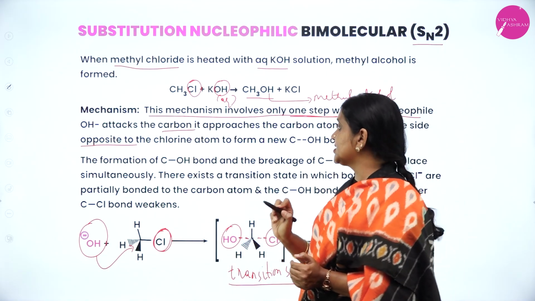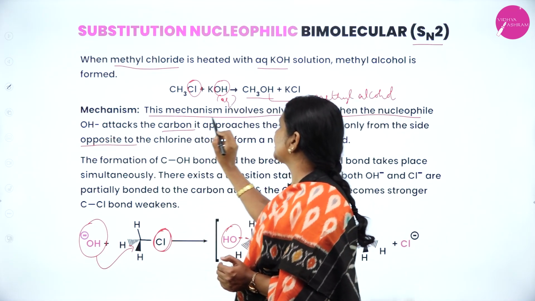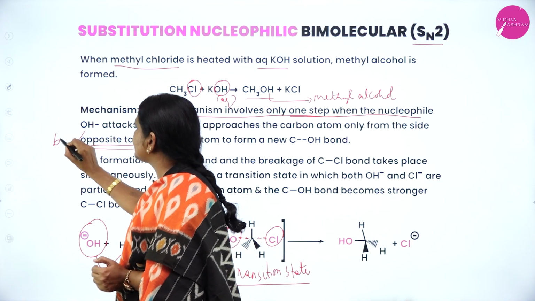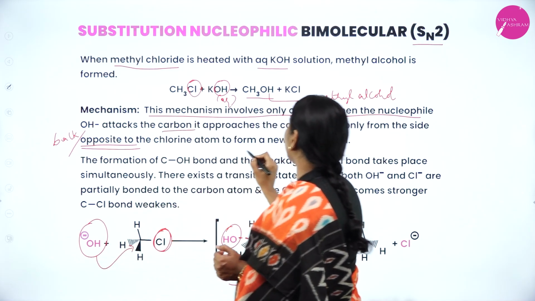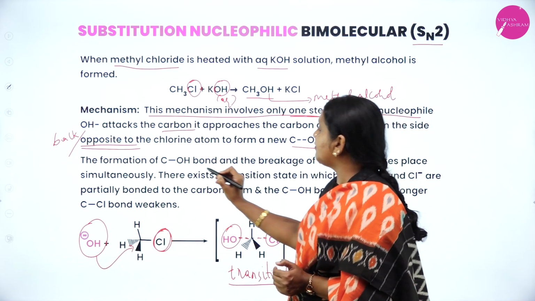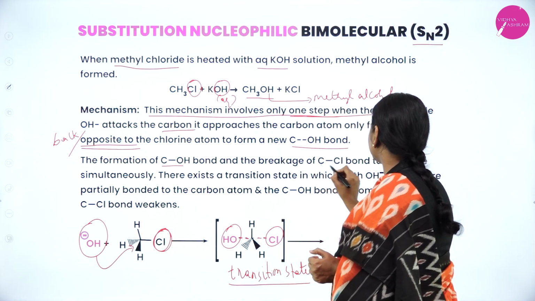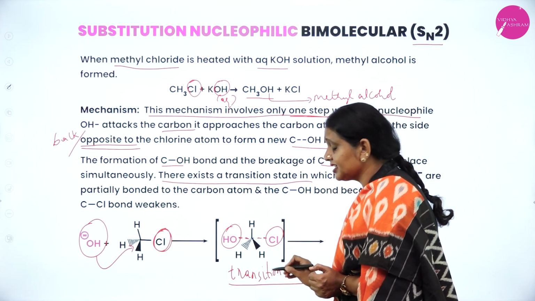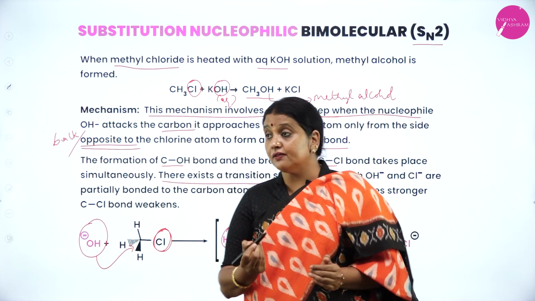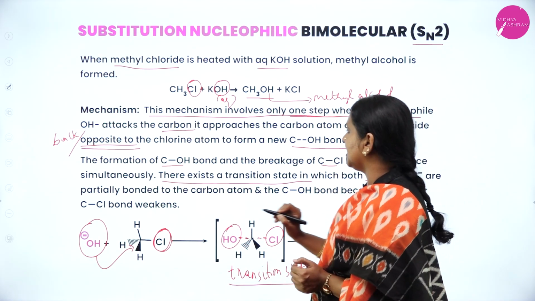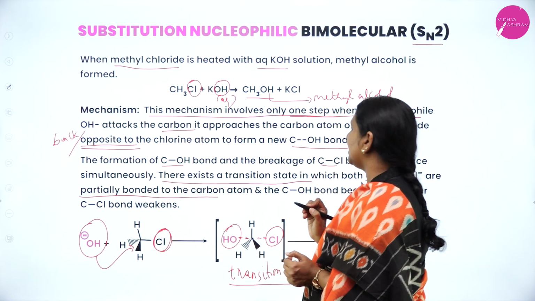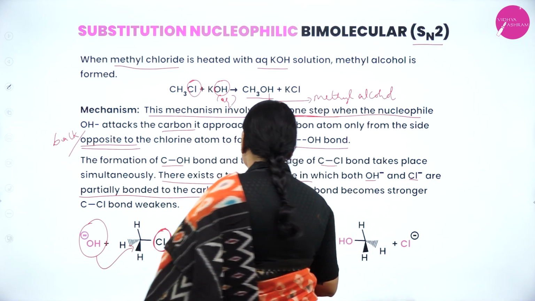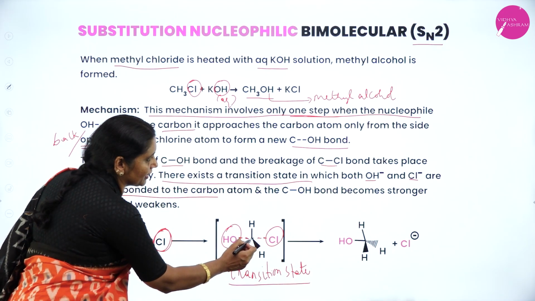When the nucleophile OH minus attacks the carbon, it approaches the carbon atom only from which side? The opposite side, or back side, to the chlorine atom, to form a new C-OH bond. The formation of the C-OH bond and breakage of the C-Cl bond take place simultaneously. There exists a transition state, in which the OH minus and Cl minus are partially bonded to the carbon atom. So here the OH and Cl are partially bonded to carbon.